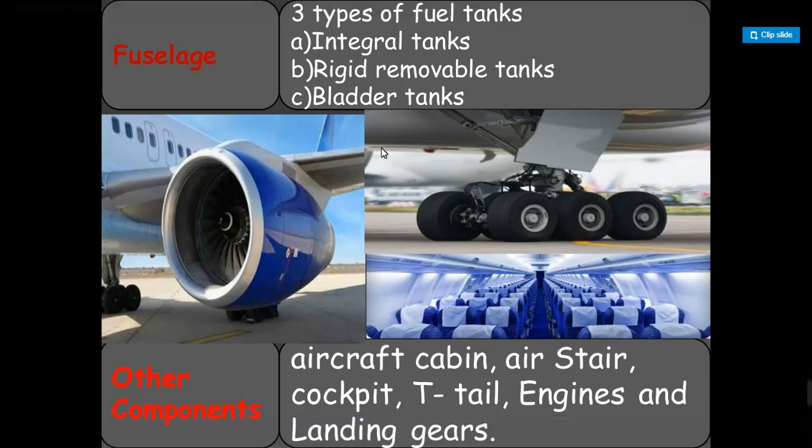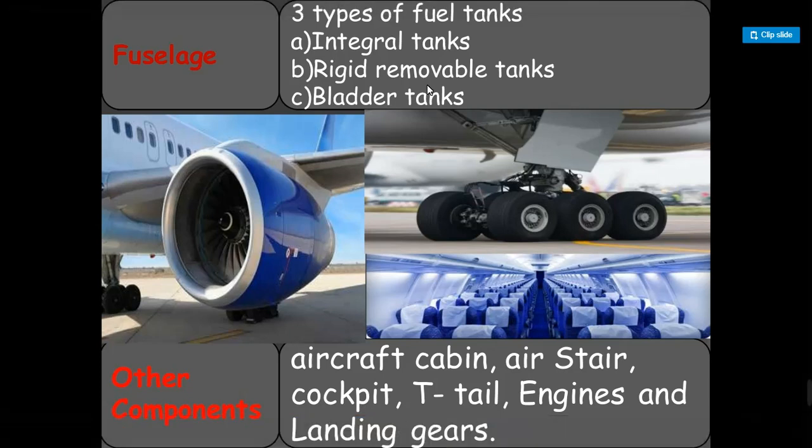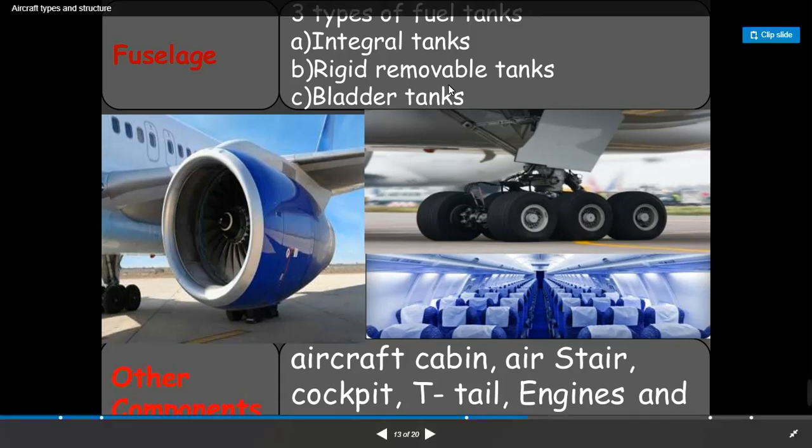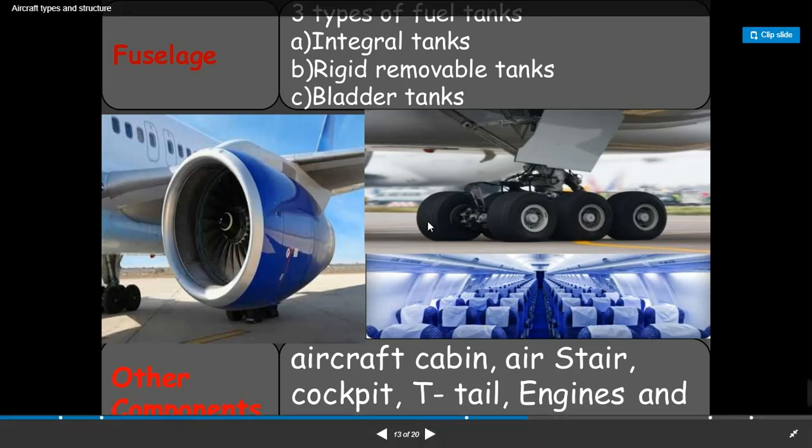Okay, so rigid removable tanks ito na yung pwede ibton, pwede pulihan o katong tangke nga naisulod ng gasolina. But usually pag commercial aircraft, they don't use rigid removable tanks. Then other components, we have aircraft cabin, aircraft stair, cockpit, engines, and landing gears. Okay?